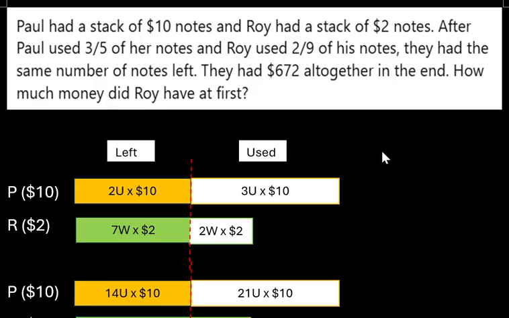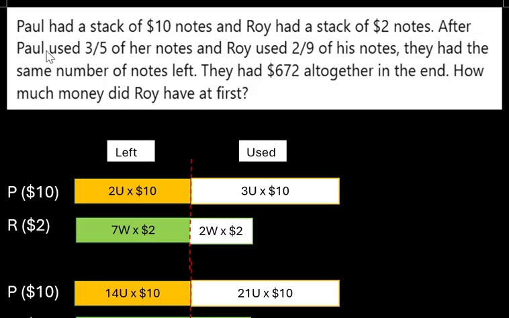In this question, the confusing part is that one of them has $10 notes and the other has $2 notes, and the question only tells you that they have the same number of notes left. It's not the same amount of money, but the same number of notes. For example, if each of them has two notes, Roy will have $4 and Paul will have $20. Let's proceed to draw the diagram.